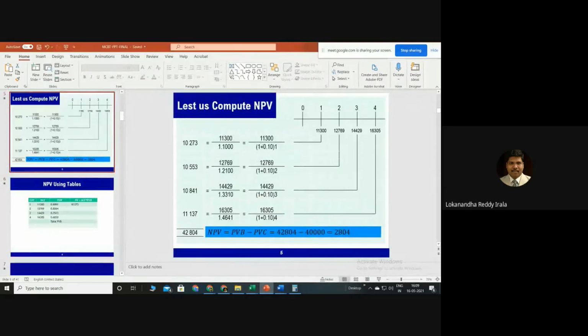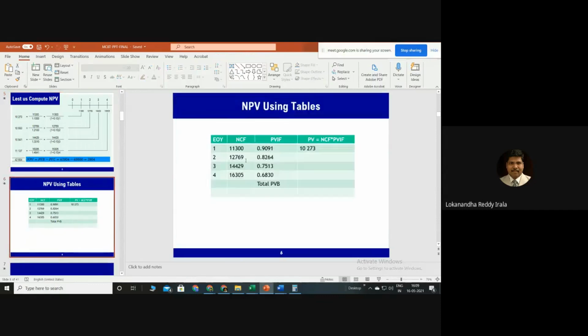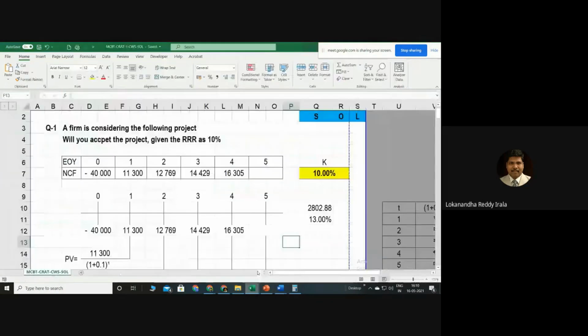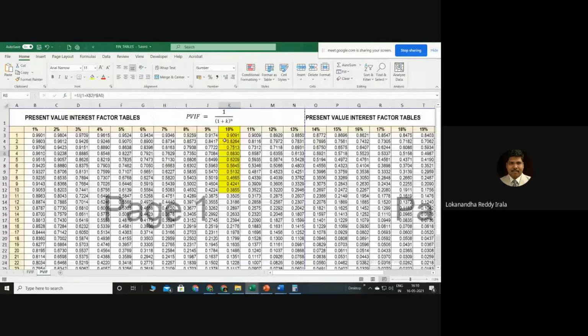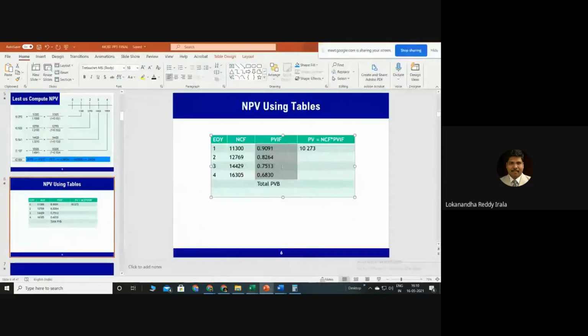1.1 is 1 plus 0.10 to the power of 1. 1 plus 0.10 to the power of 2 is 1.21. So these are the four values that you see in future value interest factor tables. But these values are present value interest factor, which is nothing but 1 by 1 plus k whole to the power of n. So you have to be careful in choosing which value you are using. But I suggest using the present value interest factor tables because most of the time you are engaged in finding the present value, and you can directly multiply the given value with the present value interest factor.